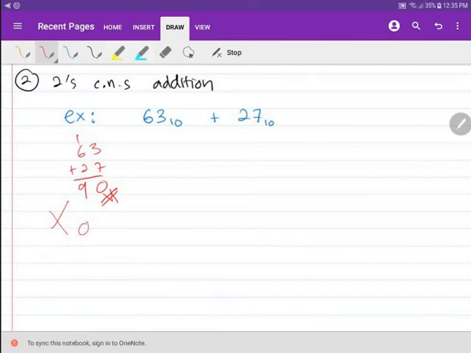Do you know why? Is the answer wrong? Why do you think you'll get 0? What did the question ask? 63 plus 27. Yes. It says perform 2's complement number system addition. Remember this. 2's complement number system numbers are always represented in binary. So don't get excited that it's so easy. This is one standard question. If you do it that way, I give a big 0 there.